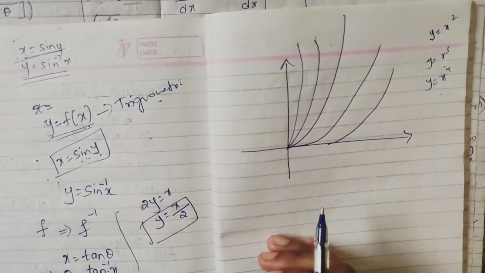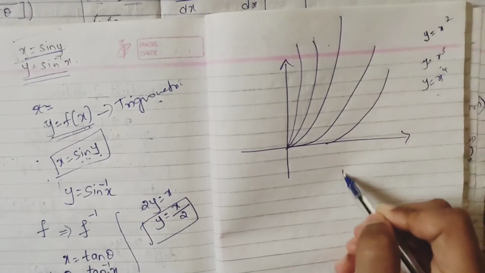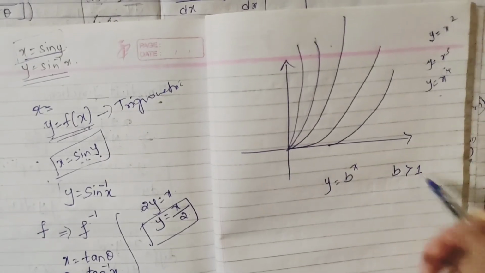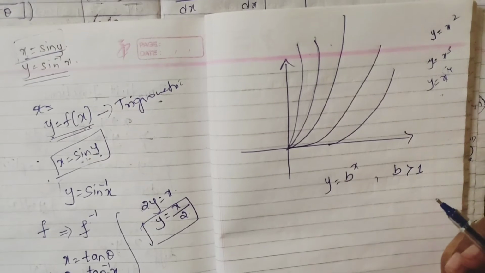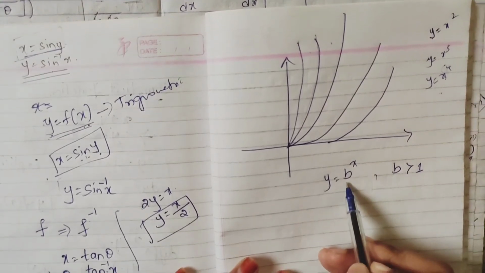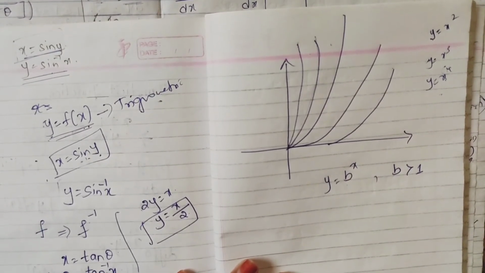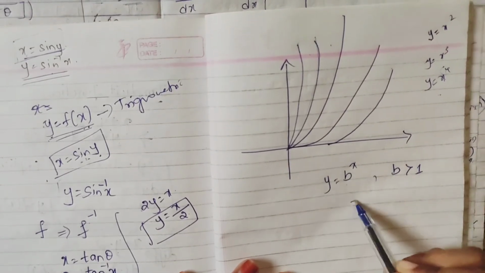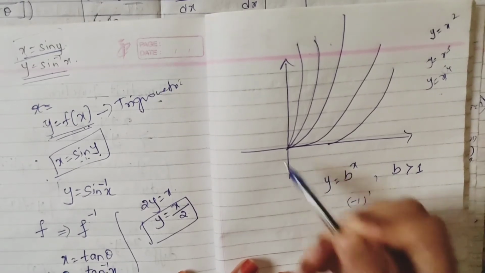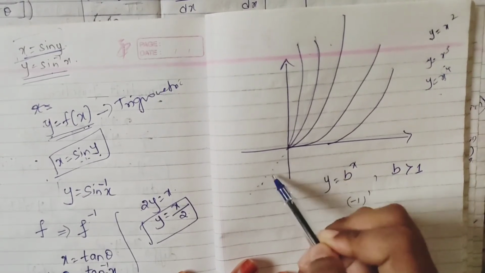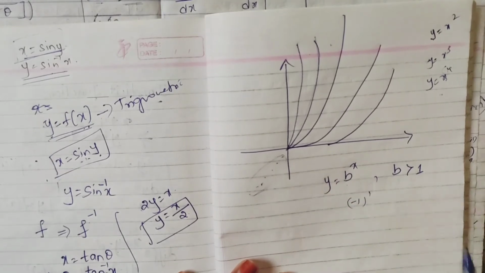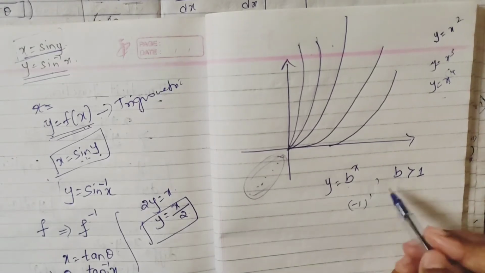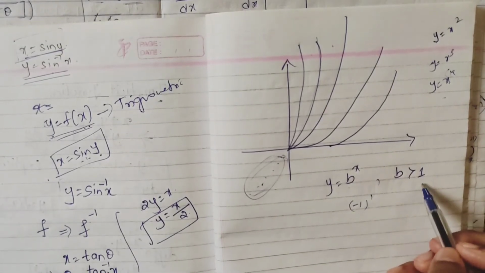So here, what we call exponential is y is equal to b raised to x, where your b should be greater than 1. Suppose your b is less than 1, like if it is negative, minus 1 raised to x, then for 1 it comes to minus 1, right? It comes to this quadrant, and it cannot come to this quadrant. So your b should always be greater than 1. That is our essential criteria.